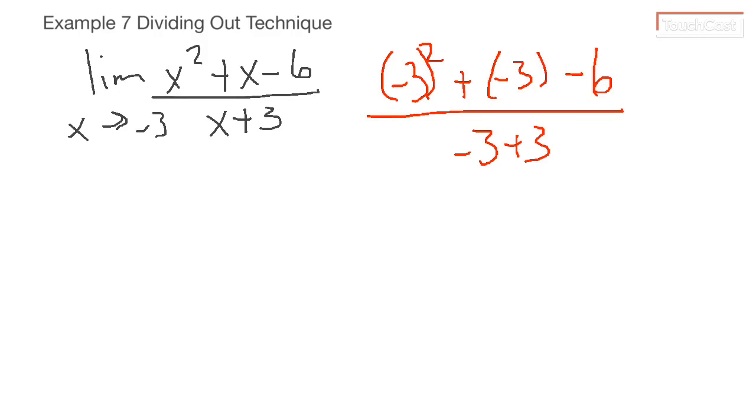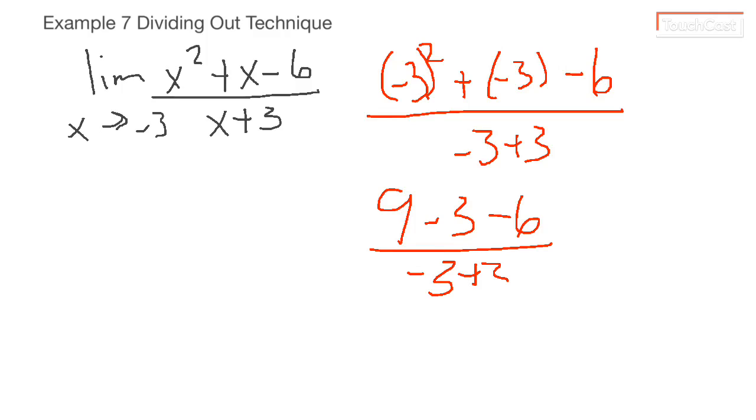In our numerator, negative 3 squared is just 9. When we add a negative 3, we can just make it minus 3. Minus 6 all over negative 3 plus 3. In our numerator, 9 minus 3 minus 6 simplifies to 0. And in our denominator, we get negative 3 plus 3, which is also 0. And we know that through division, we can't divide by 0. So our limit's not going to actually work by using direct substitution. So we need to try a different method.